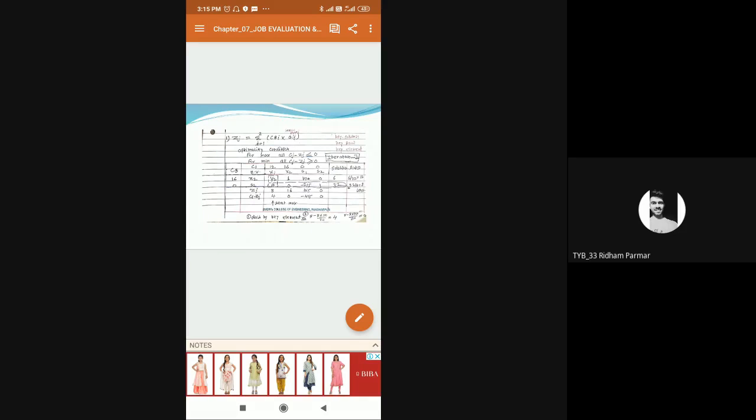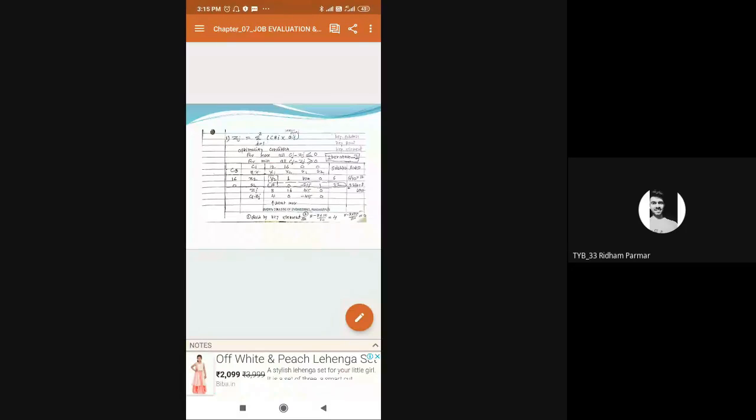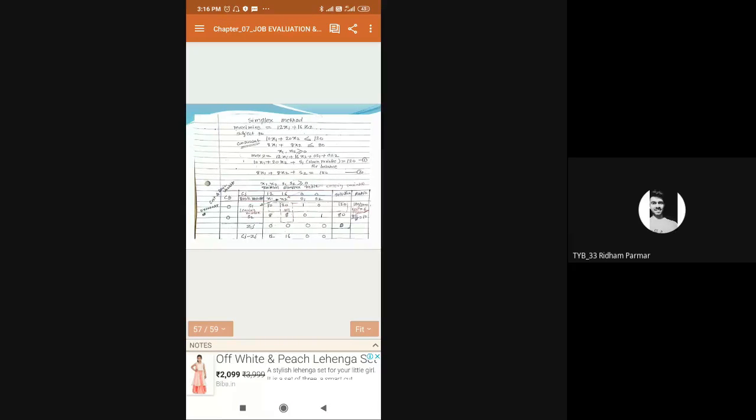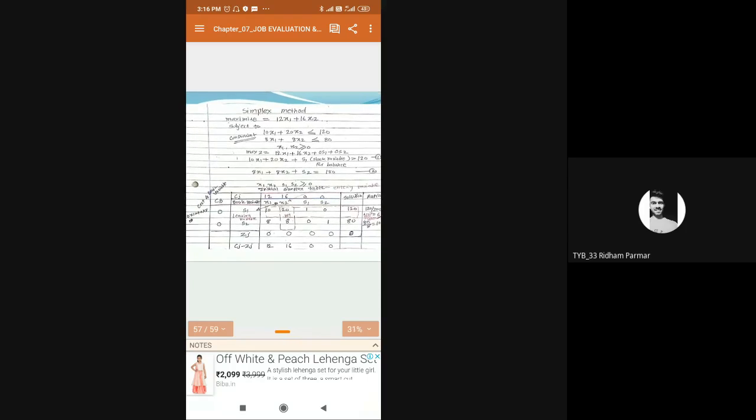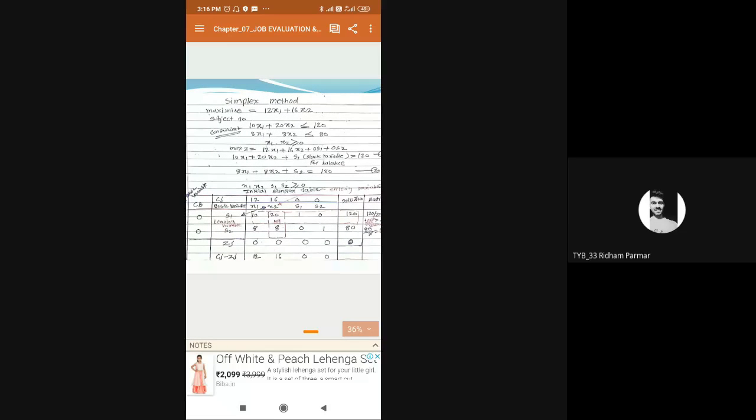8 minus corresponding row value 8, corresponding column value 10, divided by key element 20, we get 4. Correct. Similarly, for the second row, so here is the second row. What is there? 8. Now how to calculate the value in place of 8?